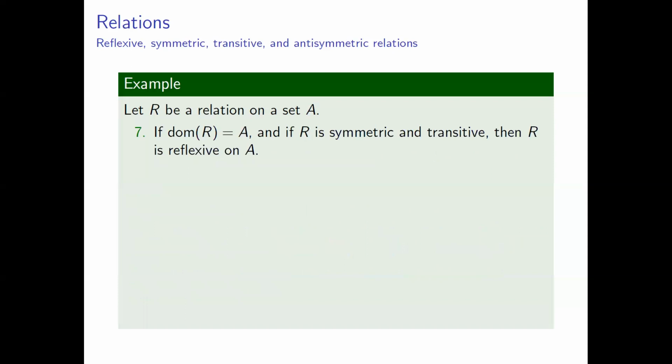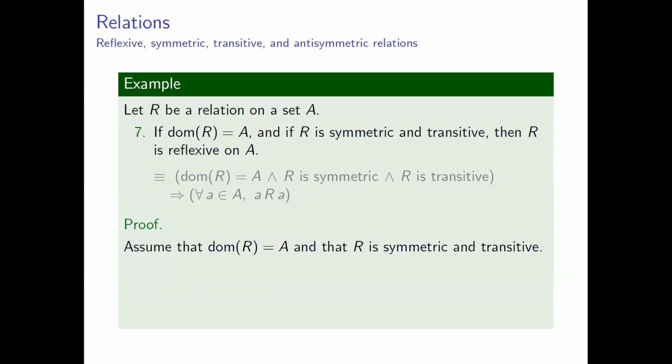Consider the following claim. If the domain of R is equal to A, and if R is both symmetric and transitive on A, then R is reflexive on A. We write this in symbols as: the domain of R equals A, and R is symmetric, and R is transitive, implies that for any small a in capital A, a is related to itself under R.